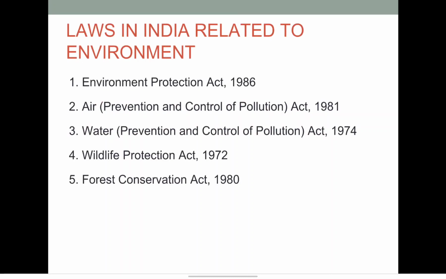So the laws in India related to environment are, first is the Environment Protection Act 1986, Air Prevention and Control of Pollution Act 1981, Water Prevention and Control of Pollution Act 1974, Wildlife Protection Act 1972, and Forest Act 1980. So these five environmental laws which are there in India, we are going to look at each of these.